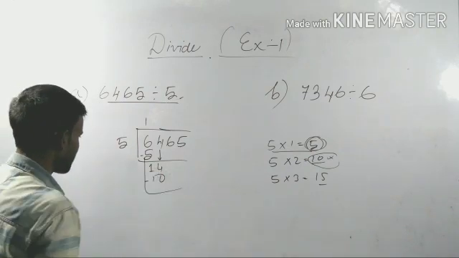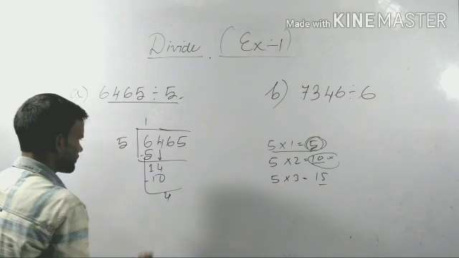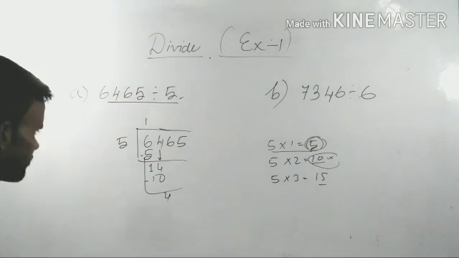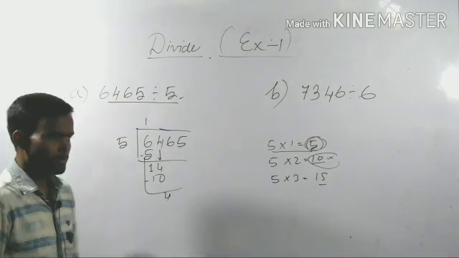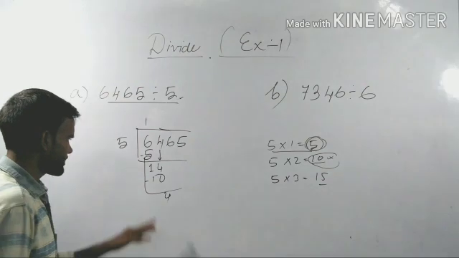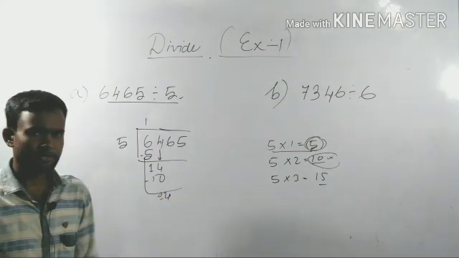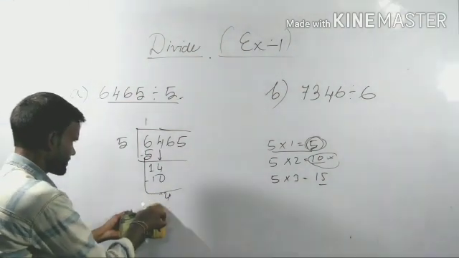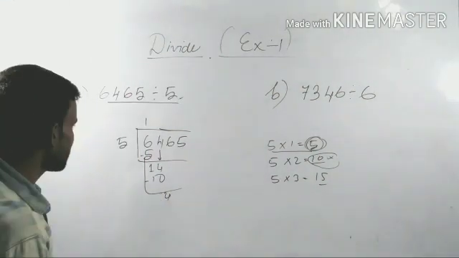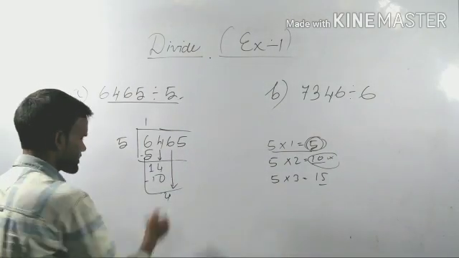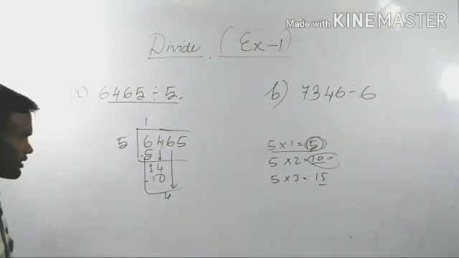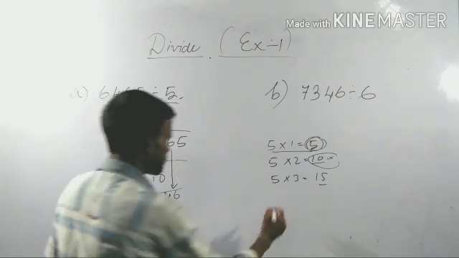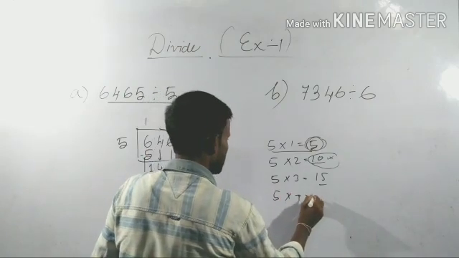If you subtract 10 from 14, it will be 4. If there is 0 on the left hand side, you don't need to write it, because 0 has no value there. Now again you have to bring down another digit, 6. Now if you know the table book, 5 9s are 45.